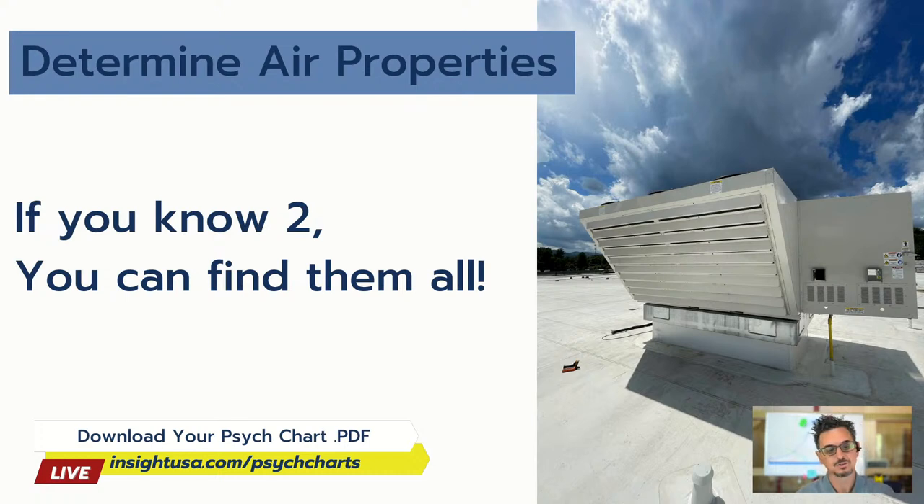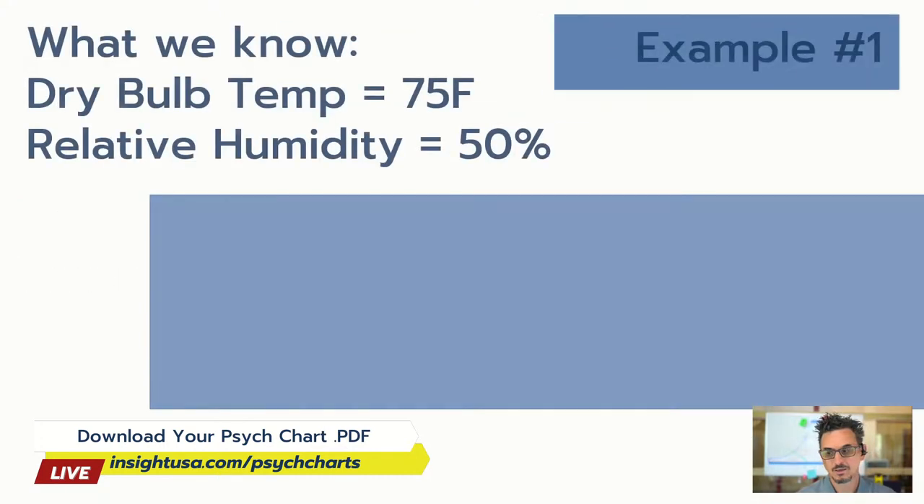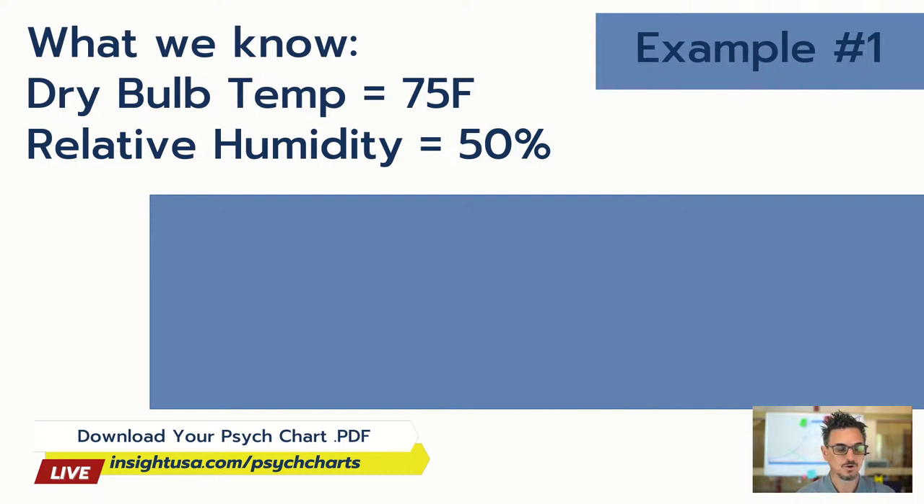So what's happening here is if you know two properties of air, you can determine them all by plotting them on the psychrometric chart, okay? Example number one, let's say we have a dry bulb temperature of 75 degrees and a relative humidity of 50%, okay?